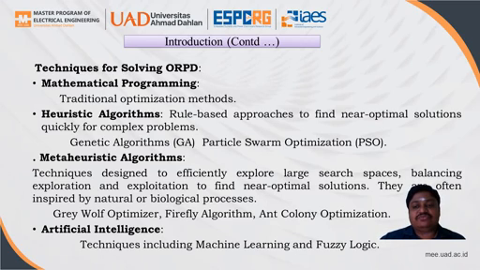They are often inspired by natural or biological processes. Some examples are Grey Wolf Optimizer, Firefly algorithm, and Antlion Optimization. Artificial intelligence is also used for particular solutions. Machine learning and fuzzy logic techniques are used for this purpose.